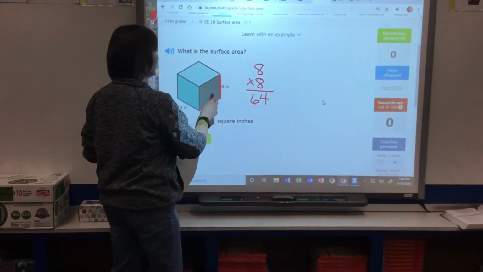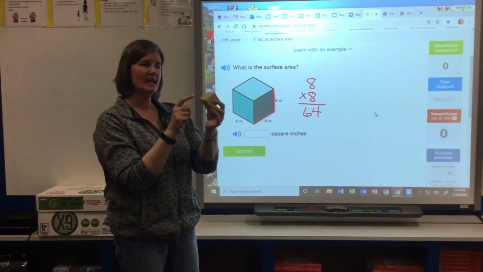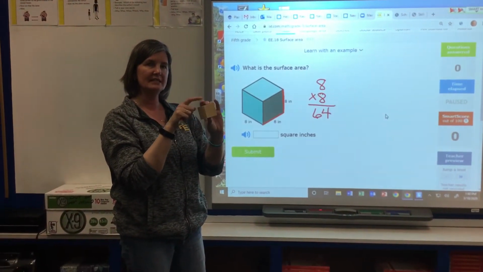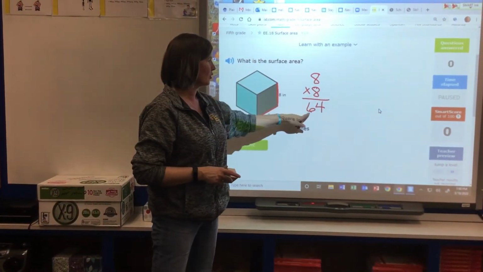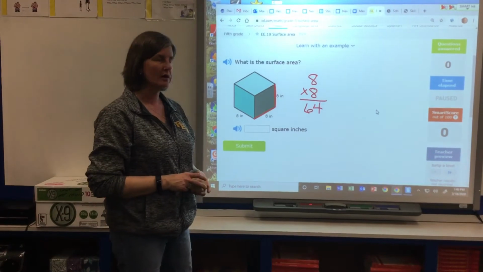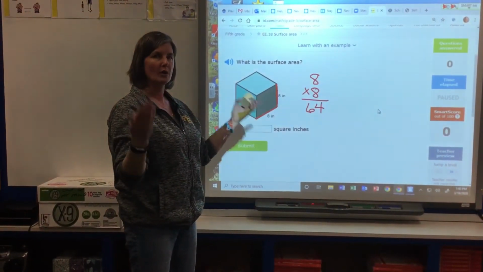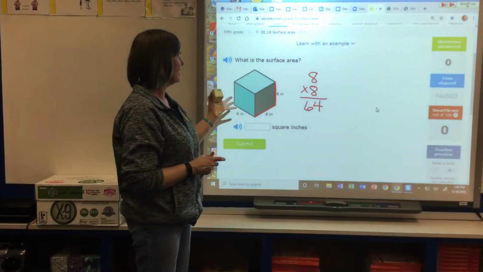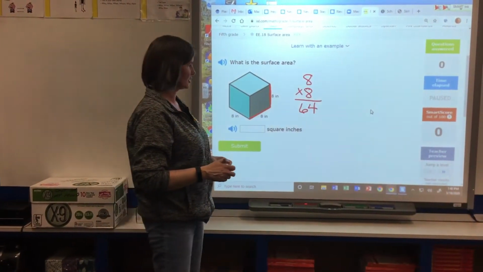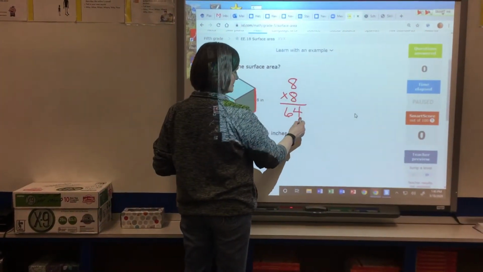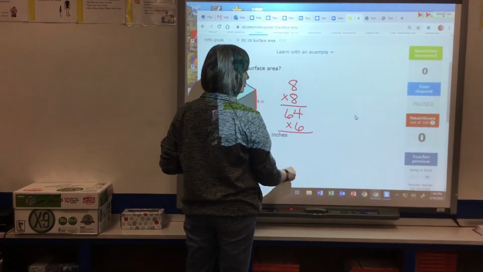And now we know a rectangular prism in the shape of a cube has 6 faces, and they are all going to be the exact same measurement. All 6 sides are going to be 64 square inches. So if we know that, what's the second step of finding the surface area of a cube? Multiply by 6. That is correct. Whatever the one side is, you simply take that number and you multiply it by 6.